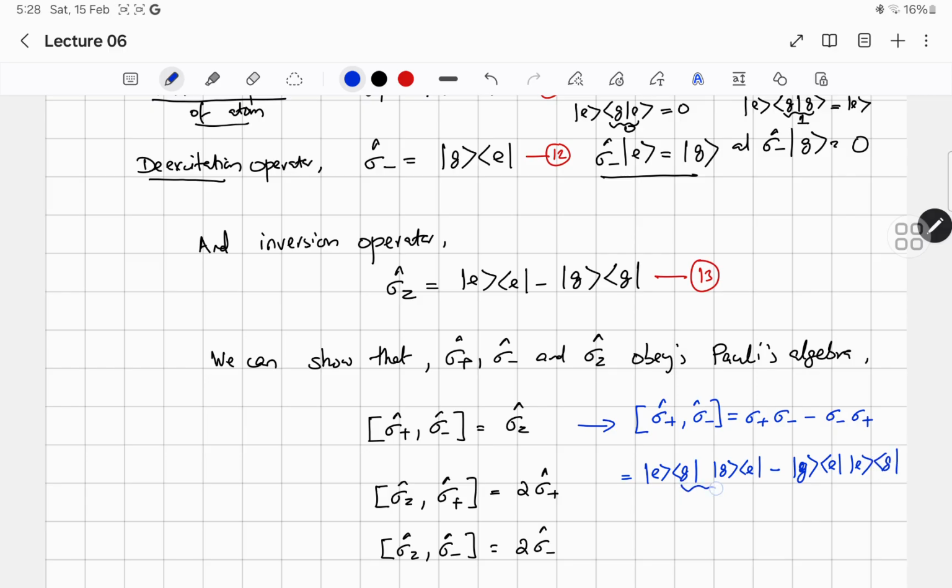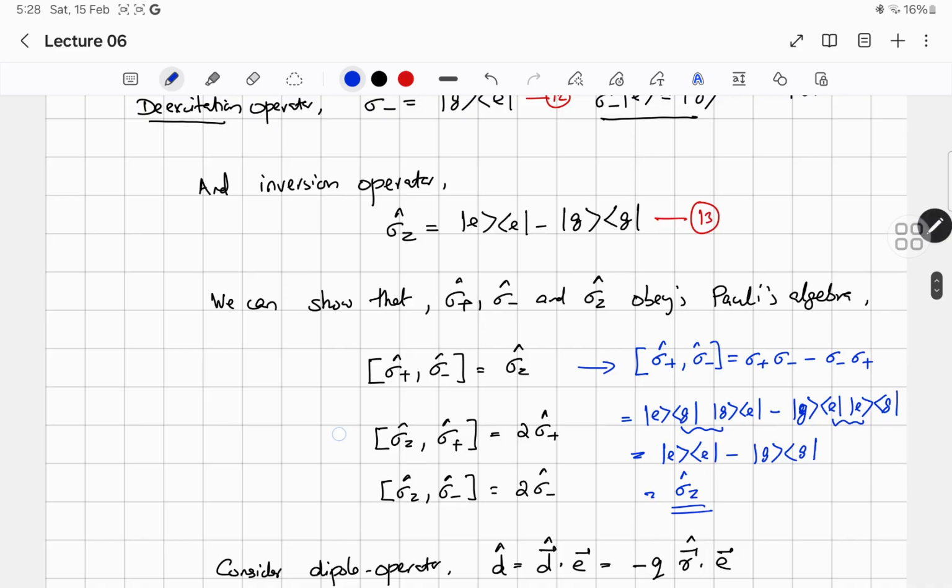Okay, so here you will get the inner product <g|g>, and here you will get the inner product <e|e>. The inner product <g|g> becomes 1, so this would be simply the outer product |e><e| minus the outer product |g><g|, and this is nothing but your sigma Z. Okay, so this is proved. So the commutator between sigma plus and sigma minus, the commutation between the excitation operators, would give the inversion operator. The other two things you can do yourself.